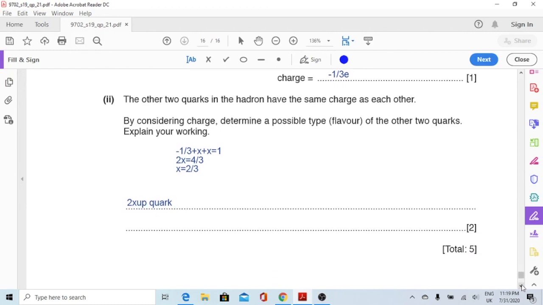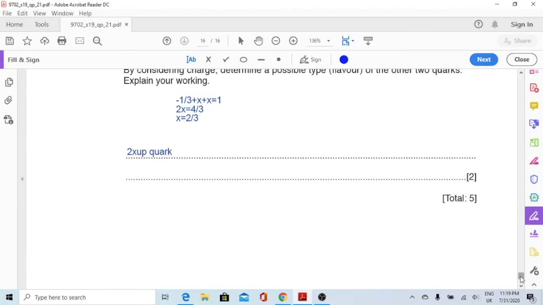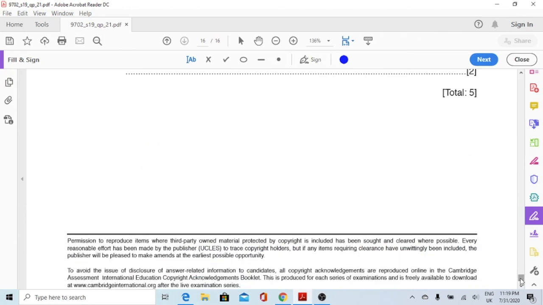So this is the end of the paper. We are done with the May-June 2019 paper 2 variant 1.